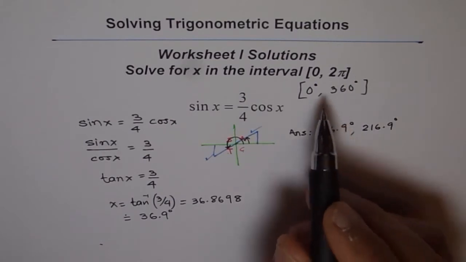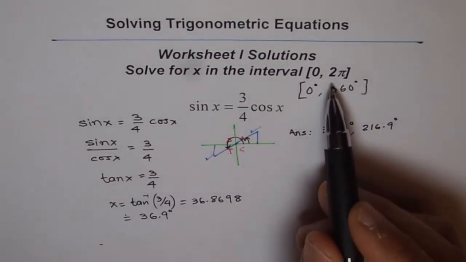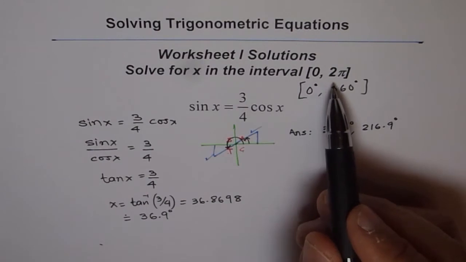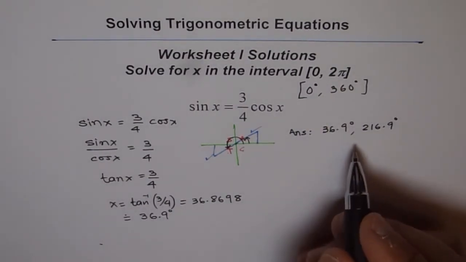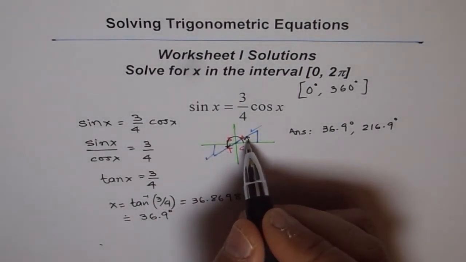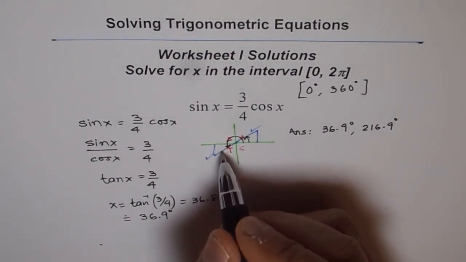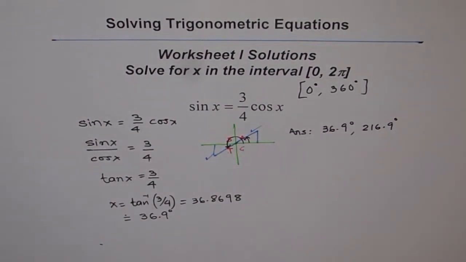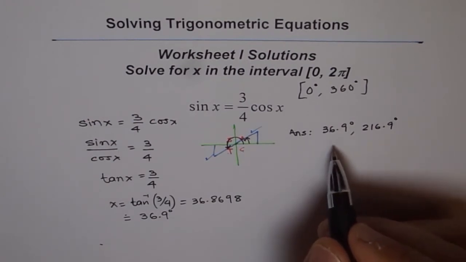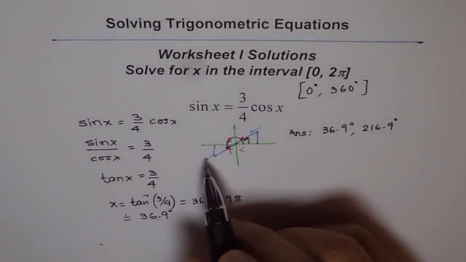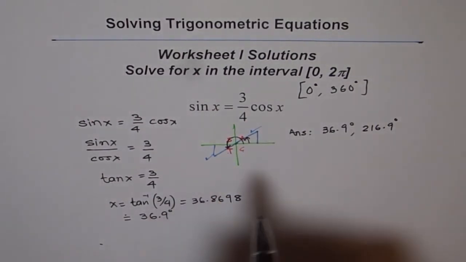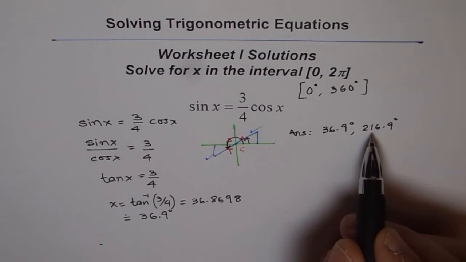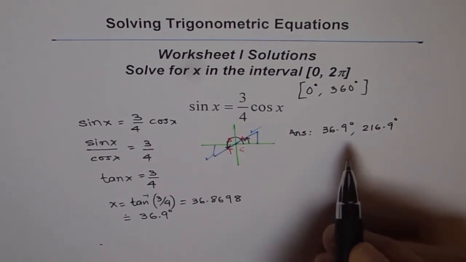Now the second part is to do it in radians. So change your calculator to radian mode and then do tan inverse of 3 over 4 and get your radians. Once you get your radian answer theta, the other will be pi plus theta. So write both the answers and then you are fine. I'll not do radians for you. You can do that yourself. But remember, you have to write all possible answers. So the 2 answers are 36.9 degrees and 216.9 degrees. Thank you.